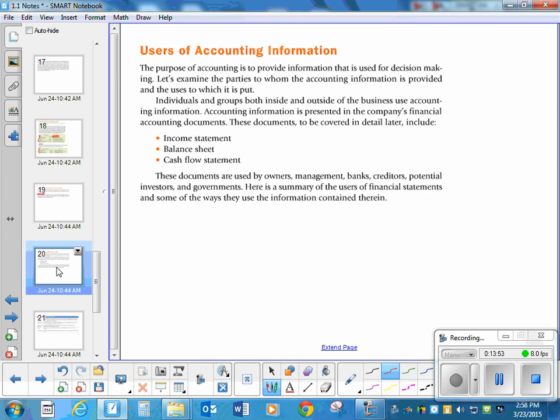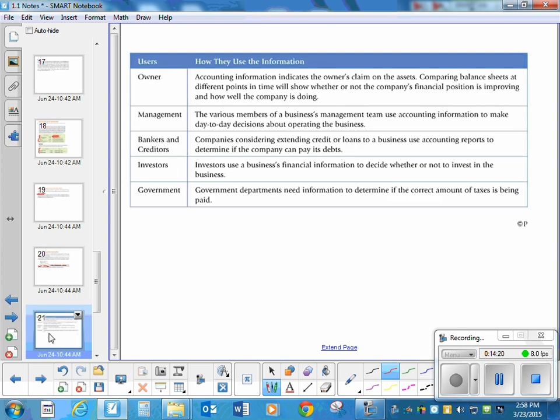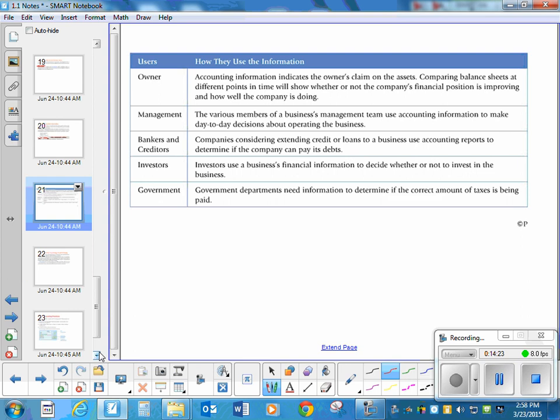Okay, there are two main groups of people that use accounting information. The two main groups are yourself as the owner. So we can have owners and management. They would want to know how your business is doing. We also have banks, creditors, potential investors, and government. And this is kind of a list of the reasons why they would want to have information about your books and your company. You can have a second to look over that.